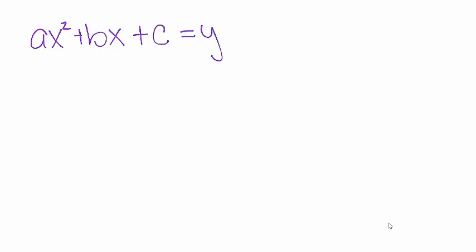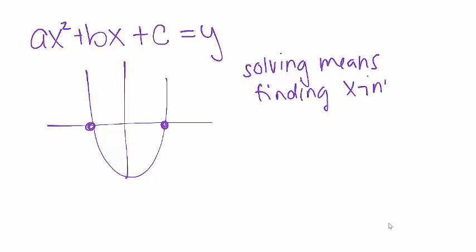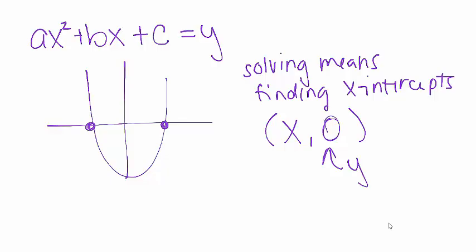We are solving quadratic equations, equations in the form of ax squared plus bx plus c equals y. We found out that to solve them, what we're really asking is, if we graphed it, where does it cross the x-axis? Solving means finding the x-intercepts, and that happens when your y value is 0.